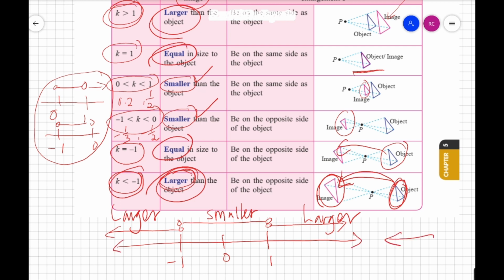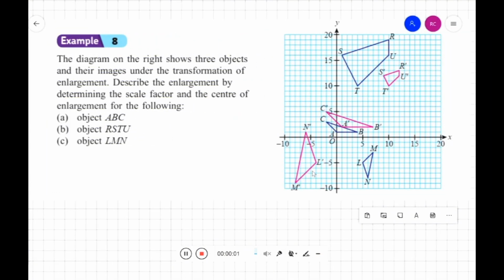When it is less than negative 1 or greater than 1, it will be larger. When it is in between this range, the image will be smaller. Okay, so you bear in mind now, we are going to use this to go through example 8 and so on later on. Okay, now look at example 8 over here.